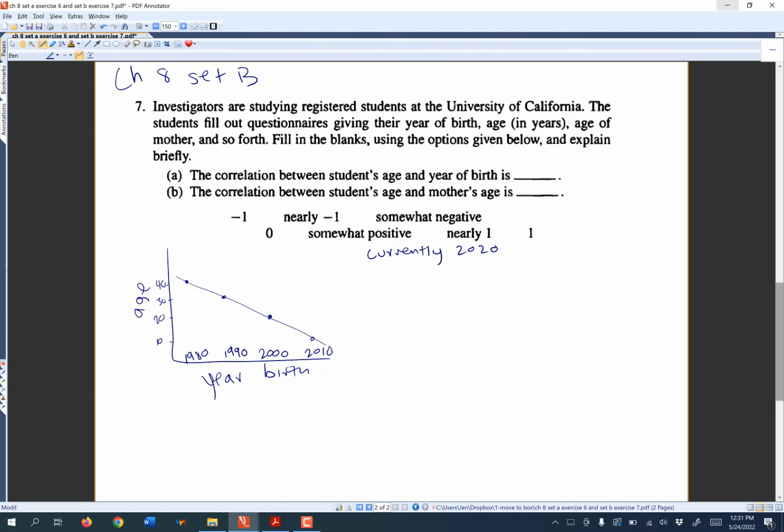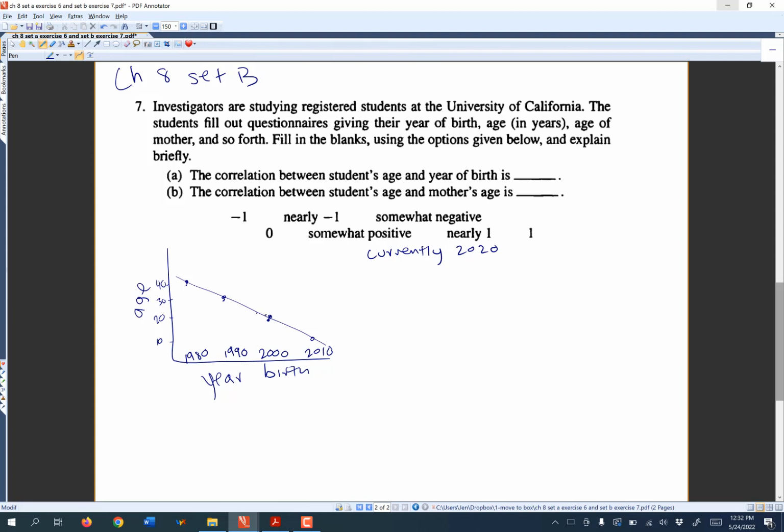But the question is, are these points going to be exactly on the line? Well, they should be really close to the line, right? Like if you're born in 1980, you have to be 40 years old. Except for, if you think about it, this is just in 2020. What if someone hasn't had their birthday yet this year? They would technically be 39, but if they have had their birthday, they would be 40. Or if they were born in 1990, they're either going to be 29 or 30. Or if they're born in 2000, they'll be 19 or 20, depending on if they've had their birthday.